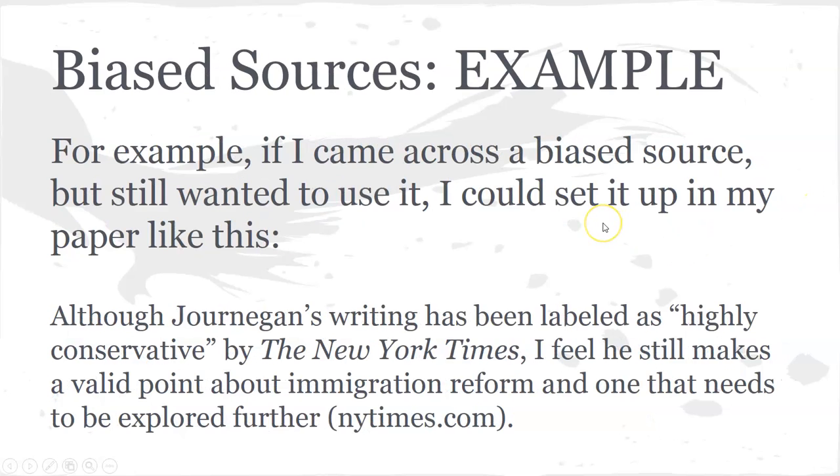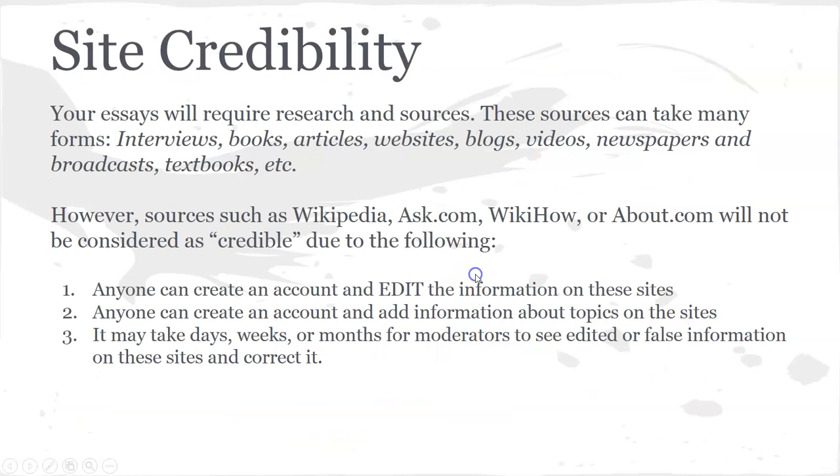So for example, if I had a source that I knew was biased, I would just acknowledge it, like in this bottom paragraph. I would say, although Jernigan's writing has been labeled highly conservative by the New York Times, I feel he still makes a valid point about immigration reform and one that needs to be explored further. You'll note here that I've got my little nytimes.com. This is what we call an in-text citation. Anytime you reference a direct quote from a source, you need to include this in-text citation at the end so your reader knows where you got that information from.